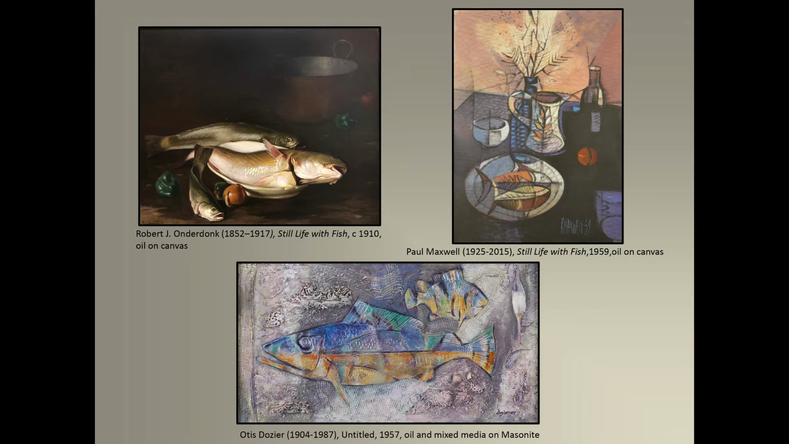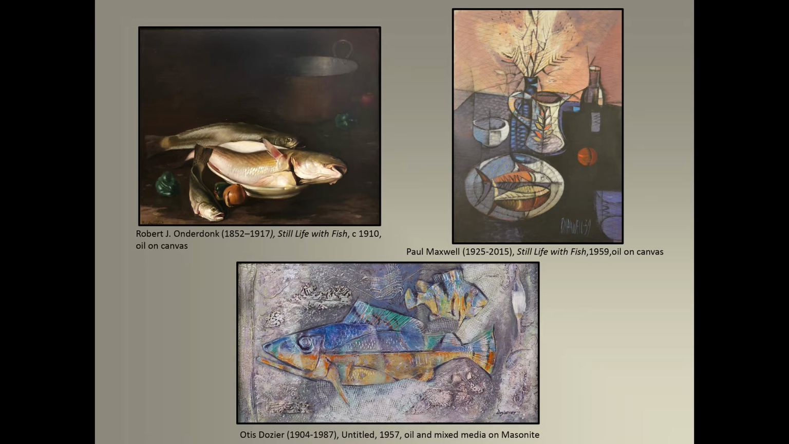Subjects in a work of art often grab our attention first. In this exhibition, we find 3 paintings with fish as the primary subject. Very different results in composition, media, and style. So what is the same and what is different? Robert Onderdonk's painting that we just talked about from 1910 is painted in the academic realist style of that era.